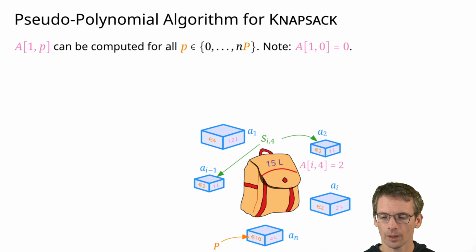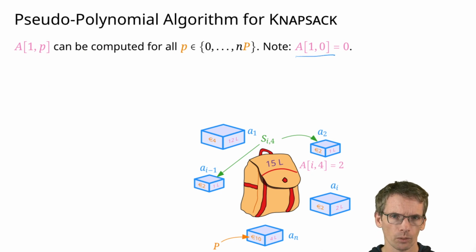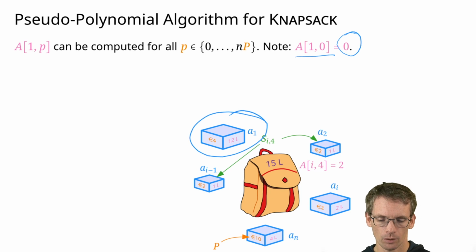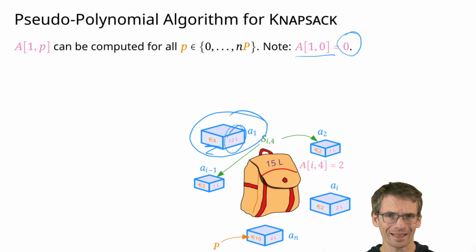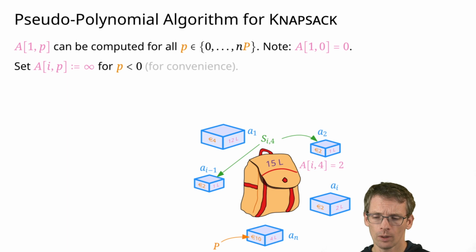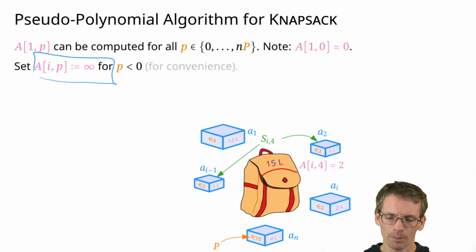So A_{1,p} I can compute easily. Keep in mind A_{i,0}, so zero profit, I can actually achieve by simply taking none of the elements, and the corresponding size is zero. So A_{i,0} is always zero. And then otherwise A_{1,p} is infinity, except for the profit of the first element, there I get simply the size of that element. So now we want to compute A_{2,p}, A_{3,p}, and so on. Before we do so, let's take as convention that A_{i,p} for p smaller than zero is simply infinity.